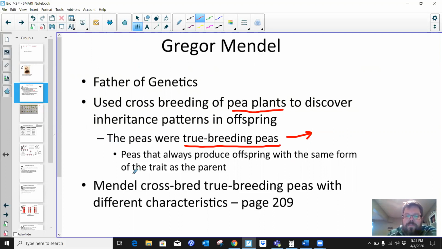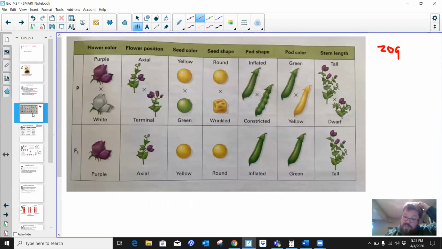So I'm going to flip to this next slide. Mendel crossbred true breeding plants with different characteristics, page 209 in your textbook. And I would suggest to pause this right now and open up and go to this page in your textbook. So this is the exact image from page 209 in your textbook.